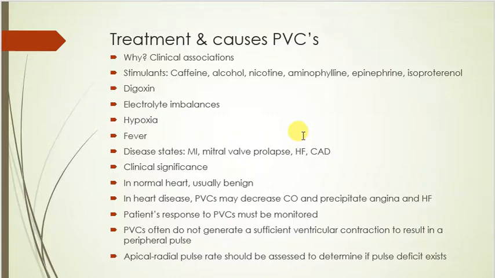So usually the PVC is not going to make a peripheral pulse that you can palpate, but if they do, we do count it, and for testing purposes, we will count them. An apical radial pulse rate should be assessed exactly to determine if there's a pulse deficit.